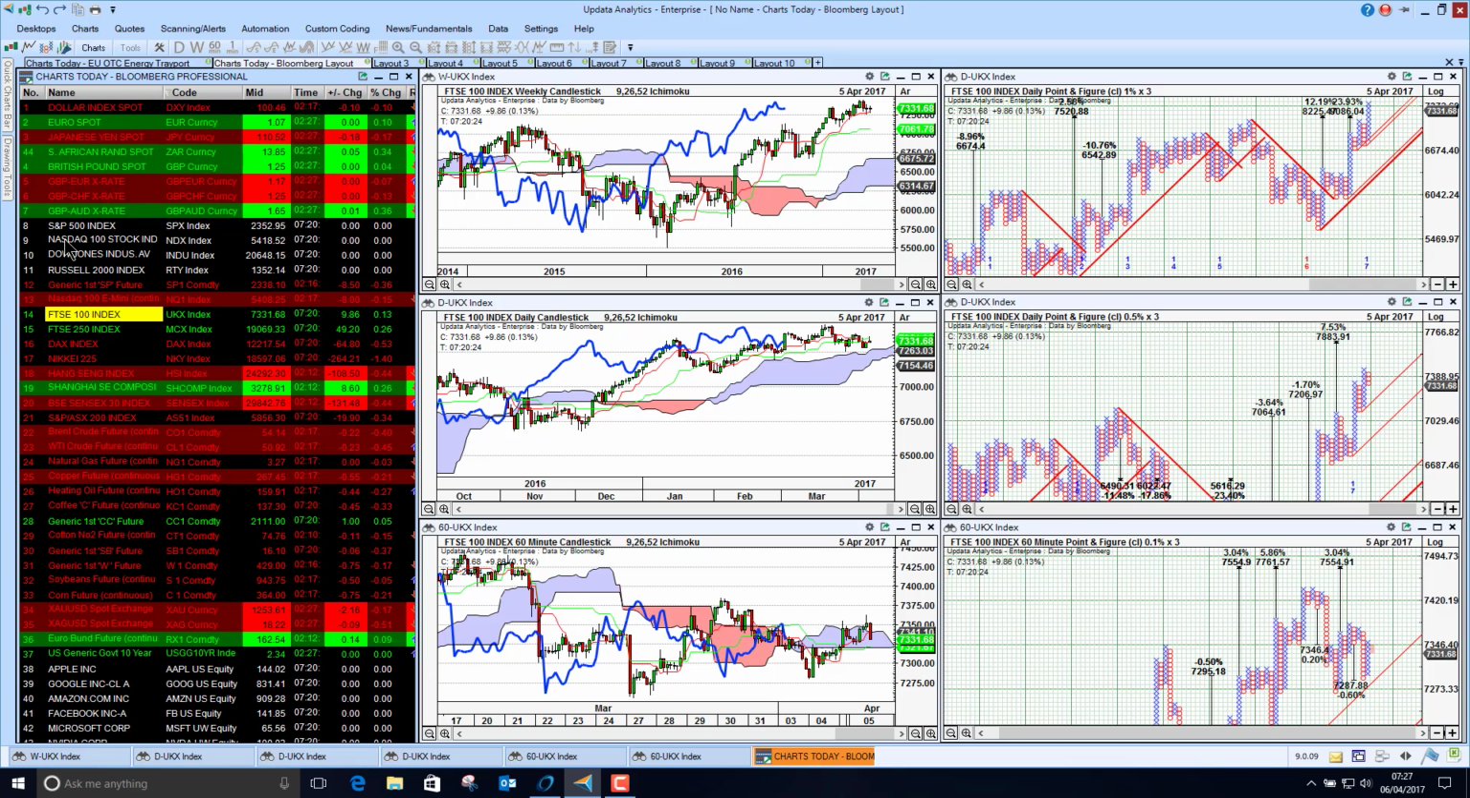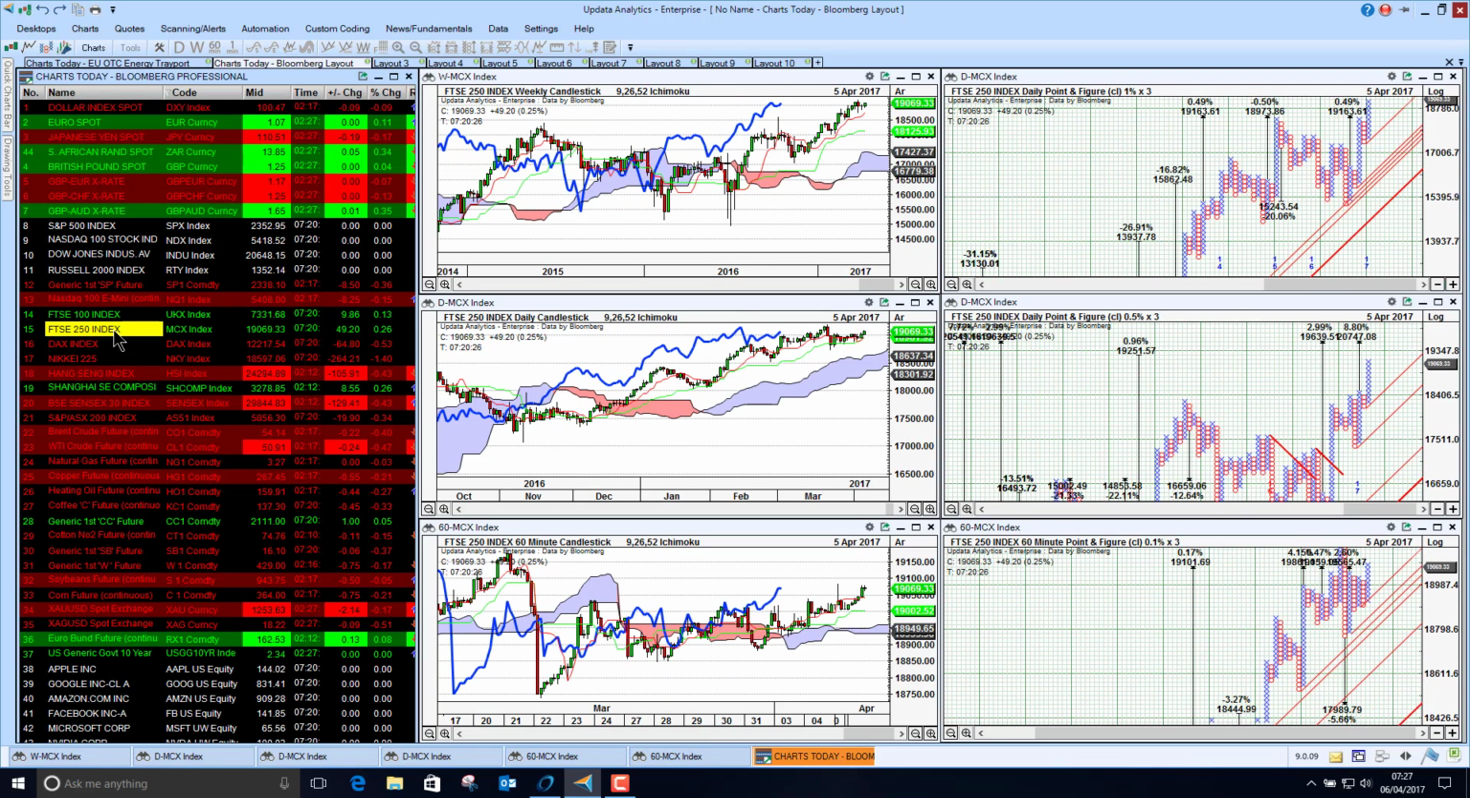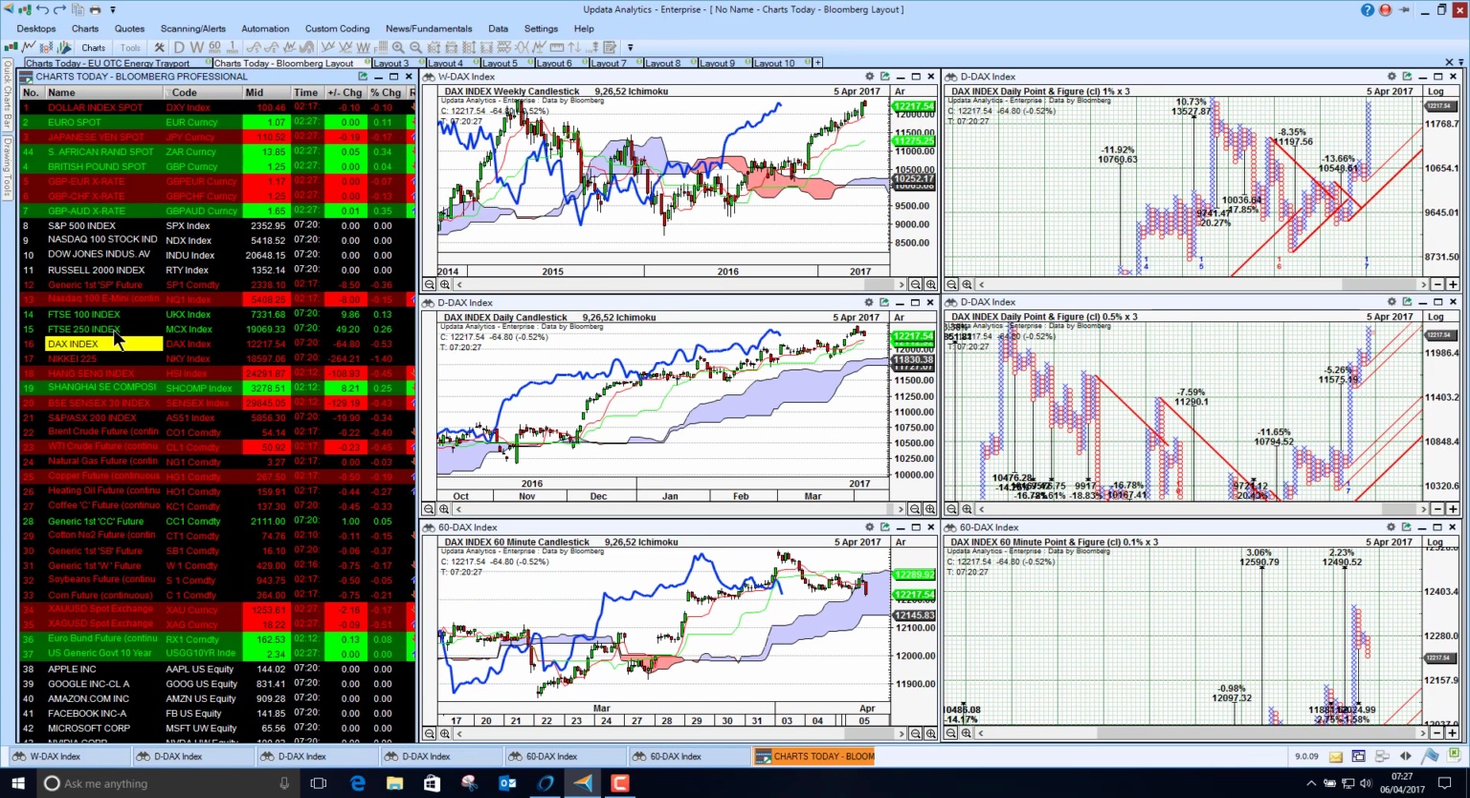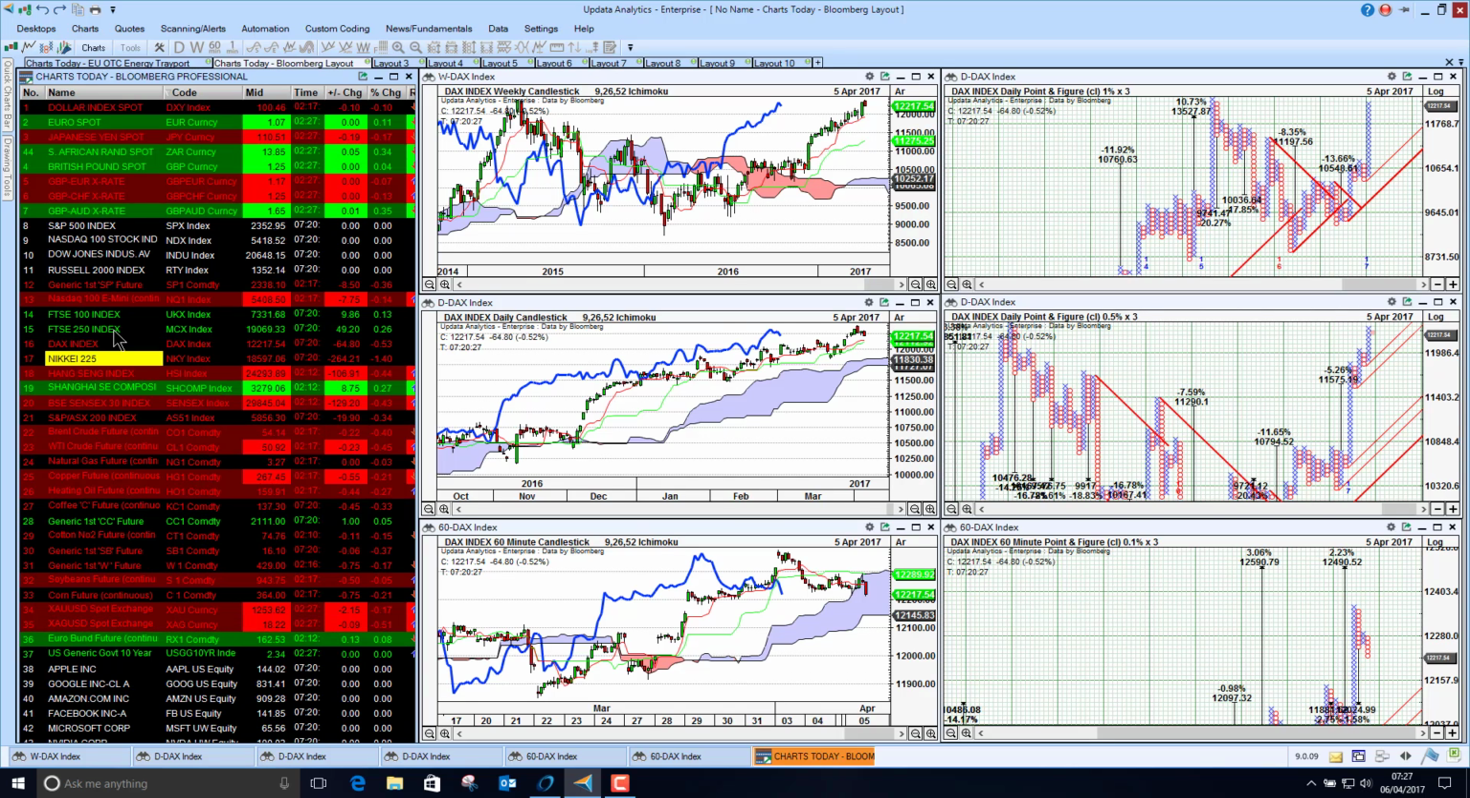FTSE missed that fall away yesterday. It closed before that happened on the US, so it held a small gain, but it's only just bullish on the short term. We do have these upside targets, so markets are a little bit mixed at the moment. FTSE 250 looking stronger. Looking at the DAX, we see here that's holding on to its strength as well, but just coming into the cloud.